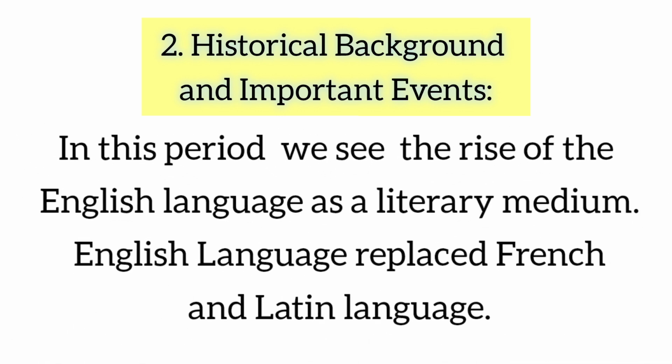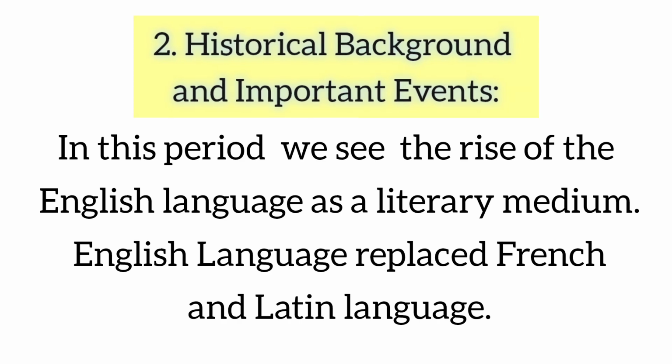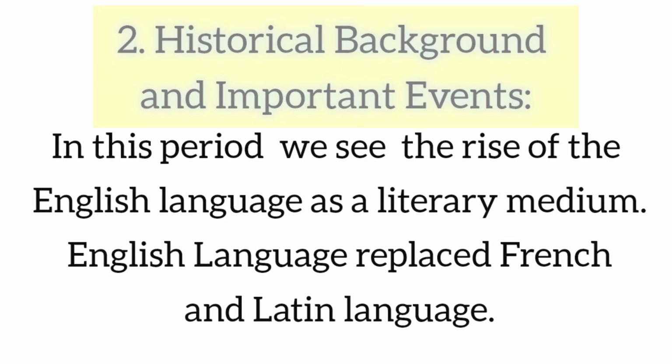In this period, we see the rise of the English language as a literary medium. English language replaced French and Latin language. So it was all about the historical background and important events of the Age of Chaucer.